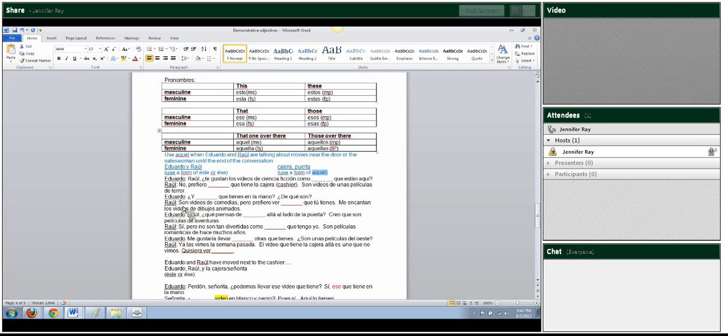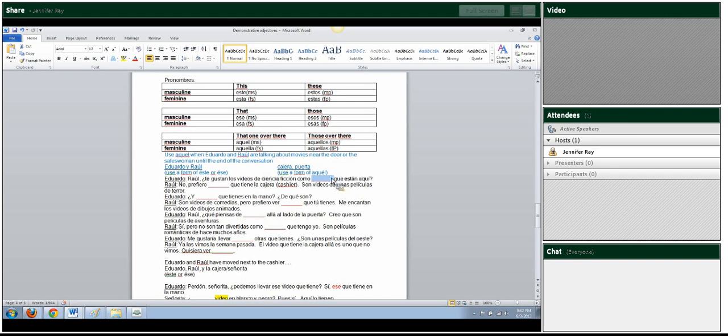So the first sentence says, Raúl, ¿te gustan los videos de ciencia ficción como blank que están aquí? So he's saying, Raúl, do you like science fiction videos like these that are right here? Because remember, if we use aquí, we're supposed to pick between the este, esta, estos, estas. And the choice that we're going to make is he's saying, do you like science fiction videos like these that are right here?